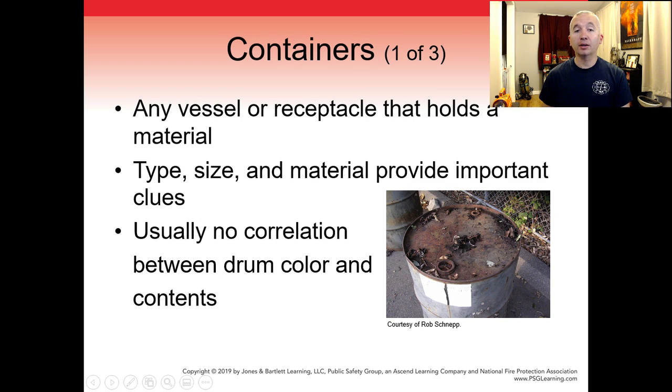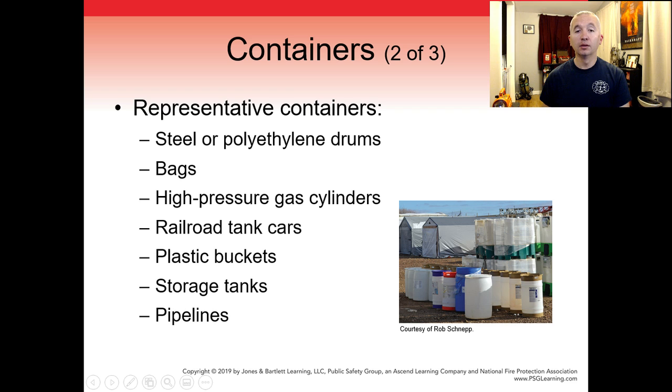Let's talk now about containers. The definition of a container is any vessel or receptacle that holds a material. Type, size, and material provide important clues also. Usually there is no correlation between drum color and its contents. Representative containers can include steel or polyethylene drums, bags, high-pressure gas cylinders, railroad tank cars, plastic buckets, above-ground and underground storage tanks, and pipelines.